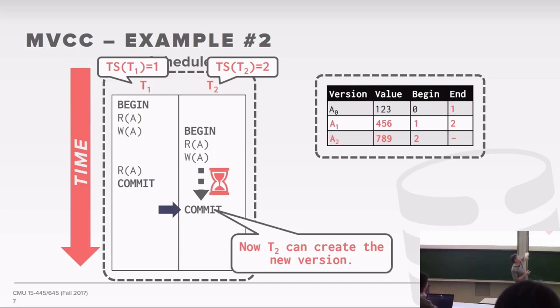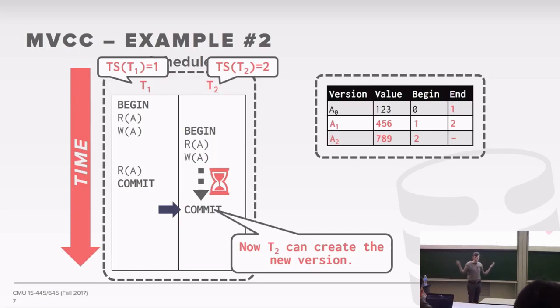Because, depending on what isolation level you're running at, if you're running serializable, it would have to abort. But under read committed, it would have been okay because even though it read the older version that T1 didn't create yet, under read committed isolation level, that's allowed. In serializable, this wouldn't be allowed.